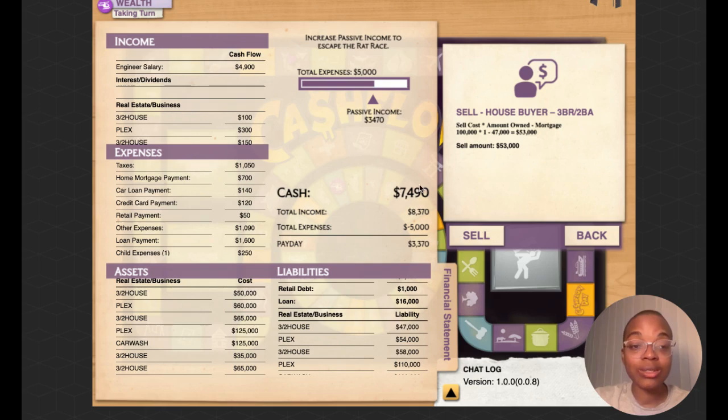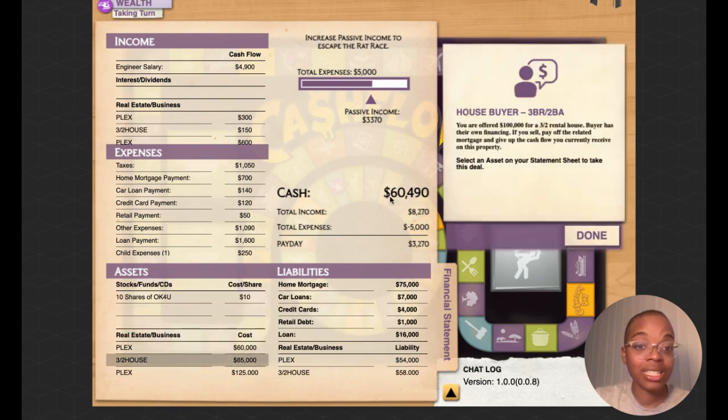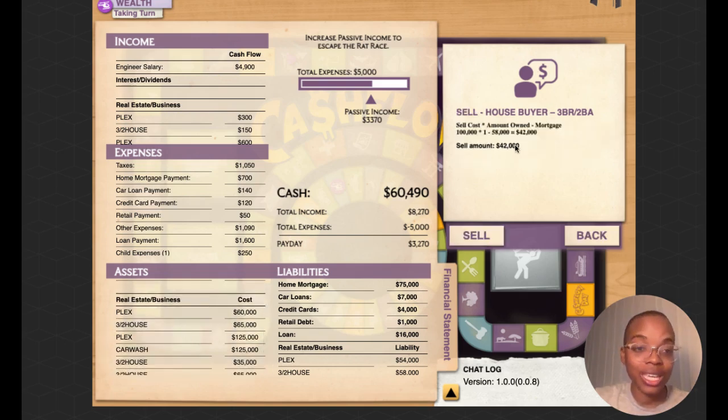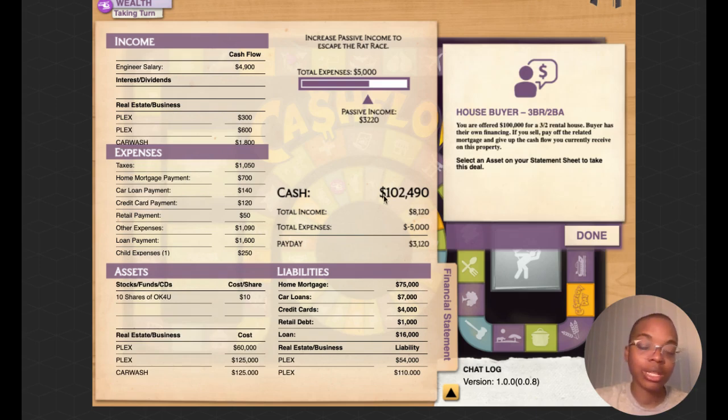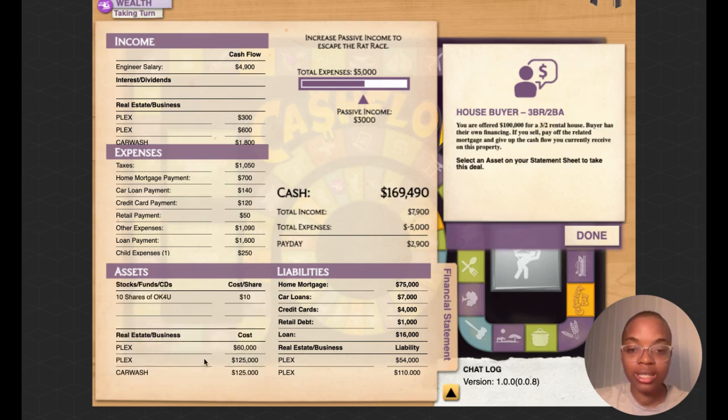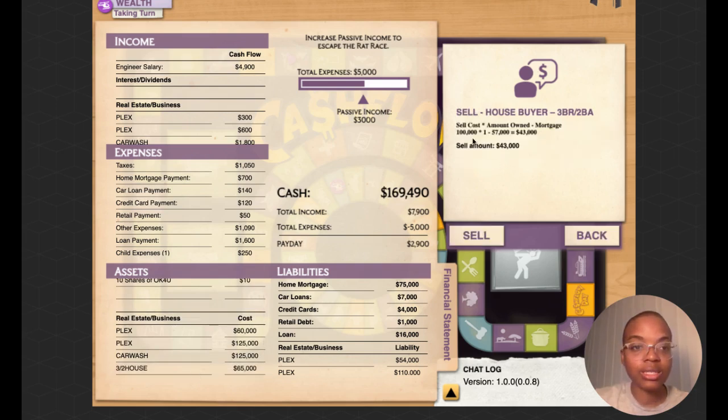So I'm gonna select this one. I'm gonna sell this for $53,000. Look at that, 60K right there. Come on, y'all. I got another one too. Hold on, I got another one. 42K he's giving me. Look at that. I'm in 6 figures right now. Sheesh. 67,000. Look at that. $43,000. So he's paying 100,000. I have one that has a value of 57,000. So I'm gonna make 43,000 off of that.